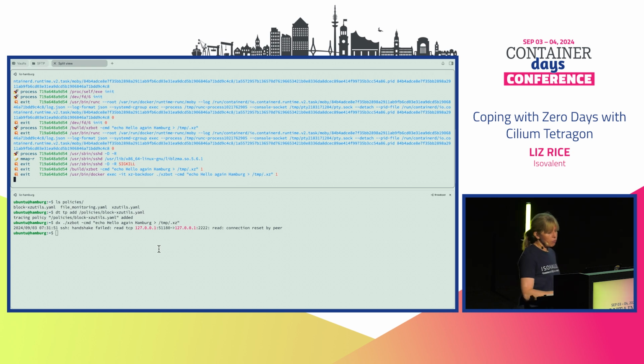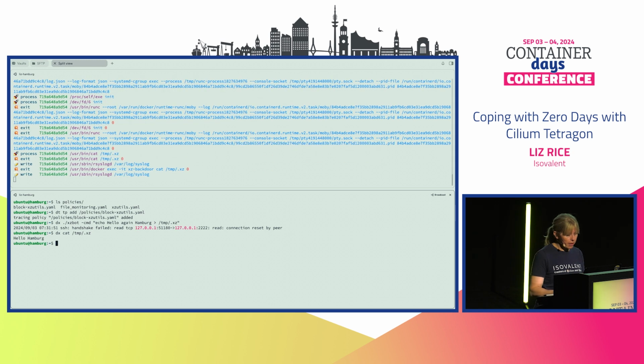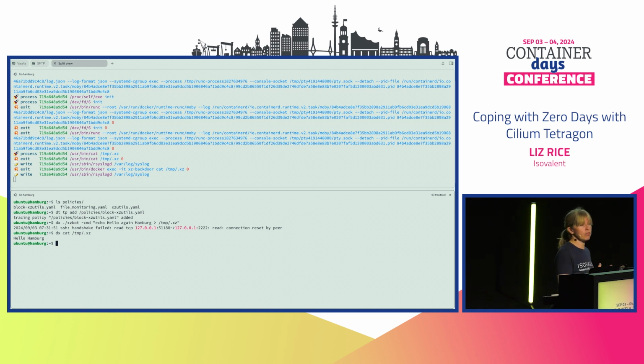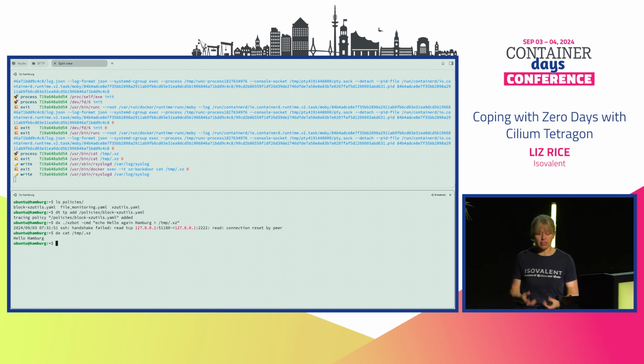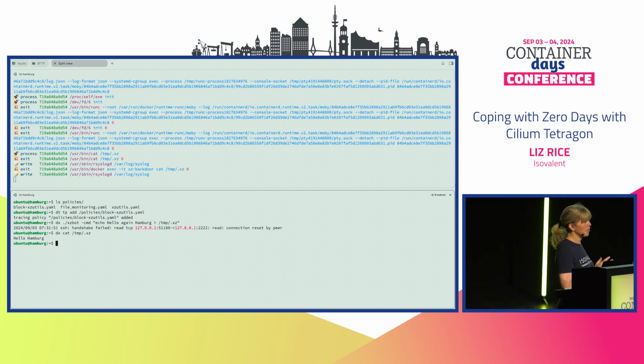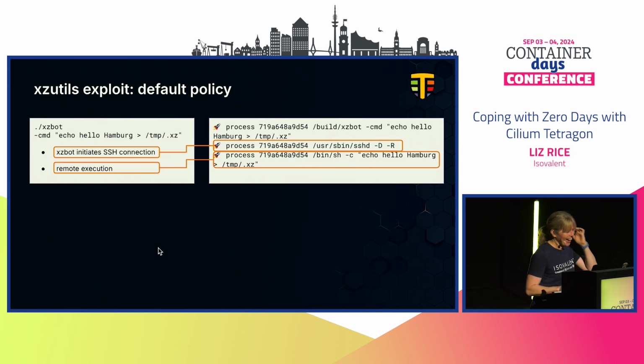So if we take a look at that temporary file, where's it gone? It would have been quicker for me to just type it in. There we go. Still just says hello Hamburg. It doesn't say hello again Hamburg. We prevented that exploit from being run. The Tetragon policy prevented the arbitrary command from being run in my container, which is pretty cool, right? Thank you. All right.